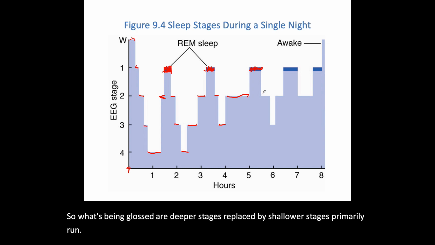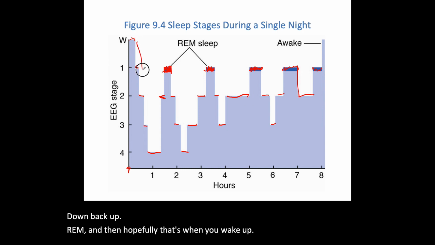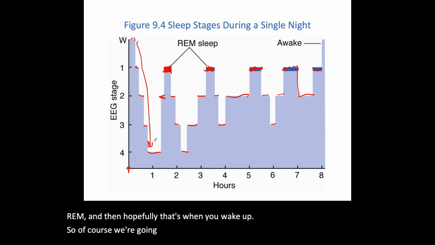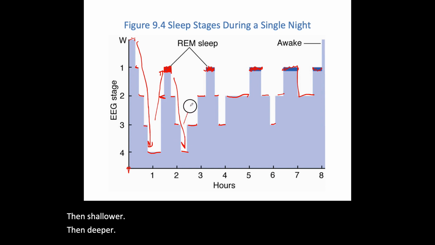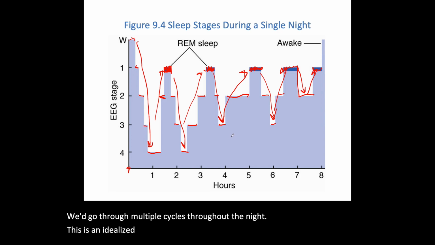But again, you go down, down, then back up, REM, down, up, REM, and then hopefully that's when you wake up. So, of course, we're going deeper, then shallower, then deeper. So, we cycle through stages. We go through multiple cycles throughout the night. This is an idealized, typical, healthy person's night of sleep.